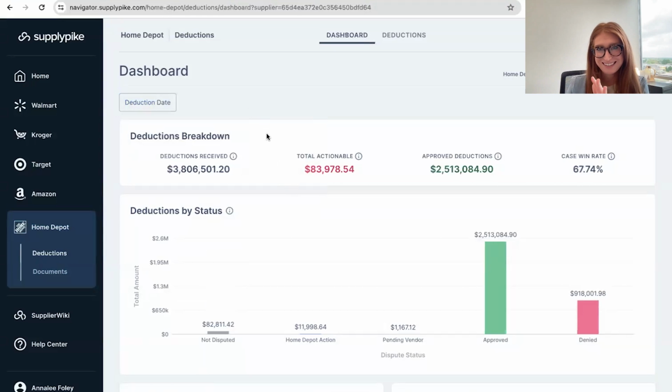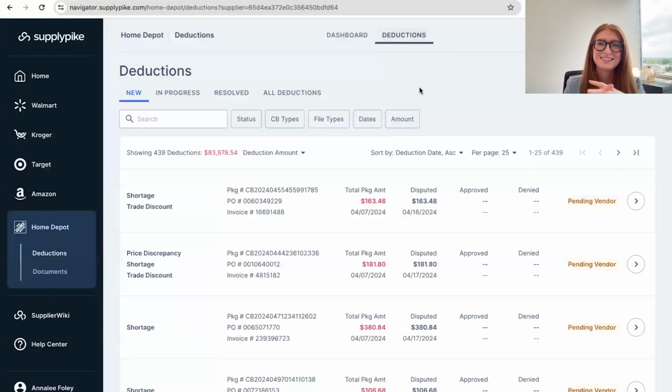But with that being said, let's jump into the deductions. So this is our deductions list, what we call it. And this will pull in all of your deductions for the past year, based on chargeback date, which we know is what Home Depot will let suppliers dispute. We want to make sure that we get all of those in there so that we have the best chance at going after every single dollar that the suppliers are owed. So if there's a dispute package for it in merchandise payables, we're going to pull it in here.